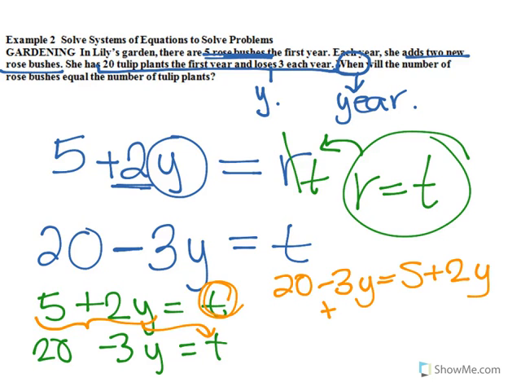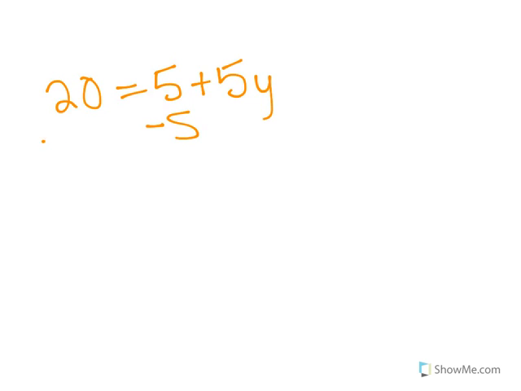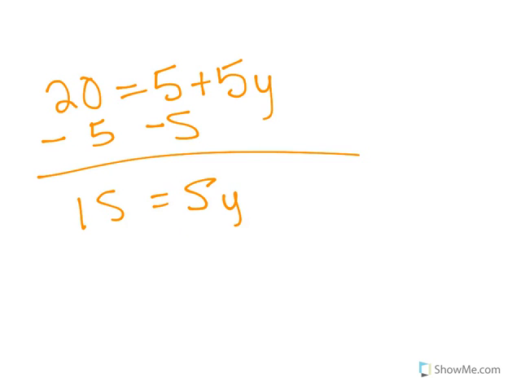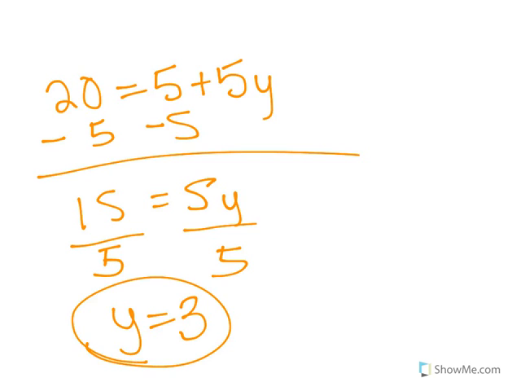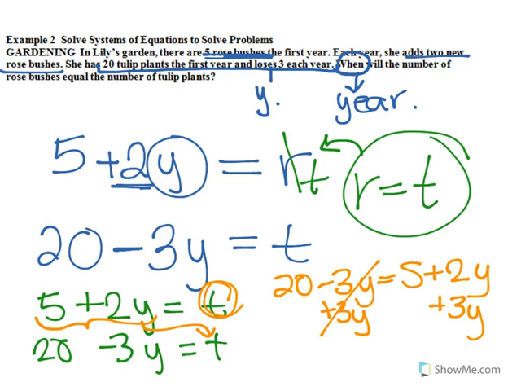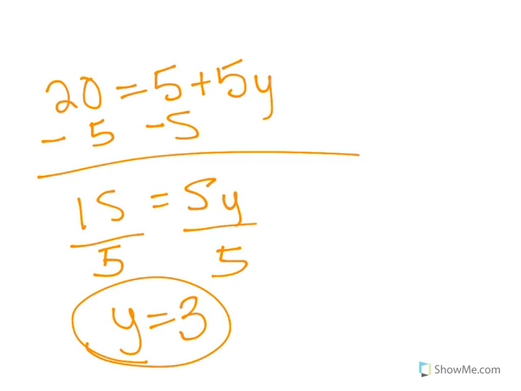And now we just solve for y, so we add 3y to both sides. So 20 is equal to 5 plus 5y. And now we just subtract 5 from both sides. And we get 15 is equal to 5y. We divide both sides by 5. And we get y is equal to 3. So 3 years after the first year, we will see that the rose bushes and the tulips are the same amount.